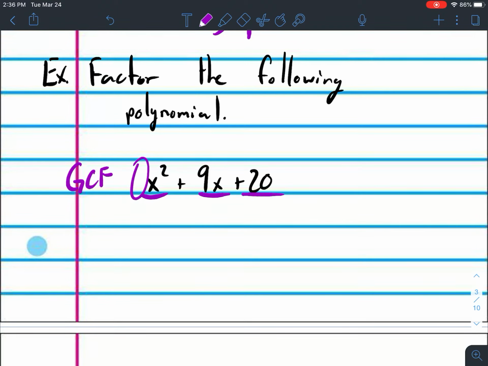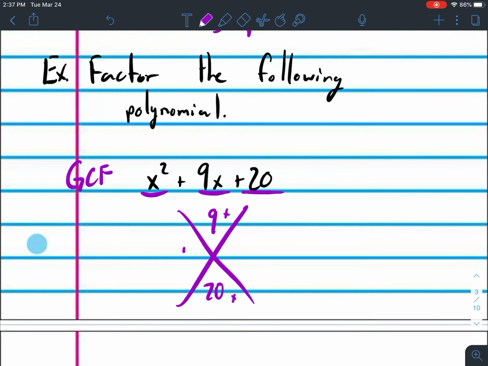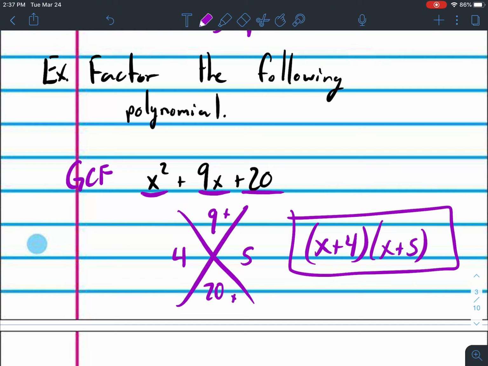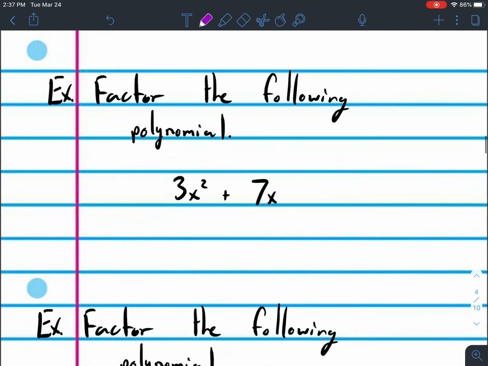Okay, now let's look right there. Leading coefficient is 1, which means Xbox. Okay, what adds to 9 multiplies to 20? 4 and 5, which means x plus 4, x plus 5. Boom. He's got this. All right. Those are so practice, you guys.